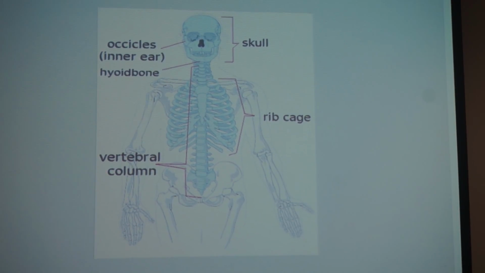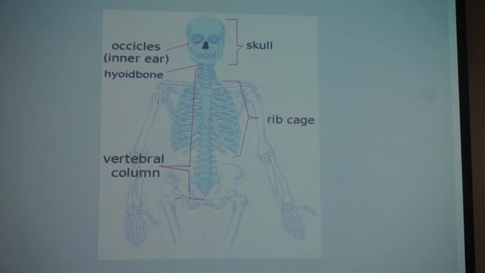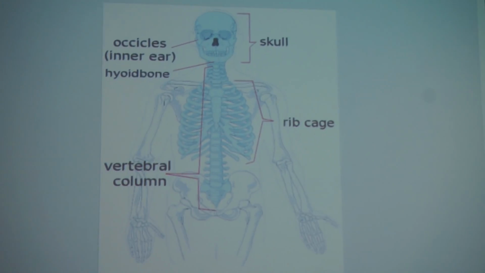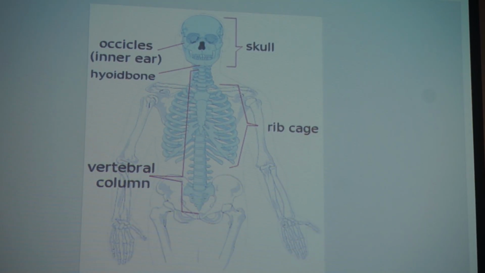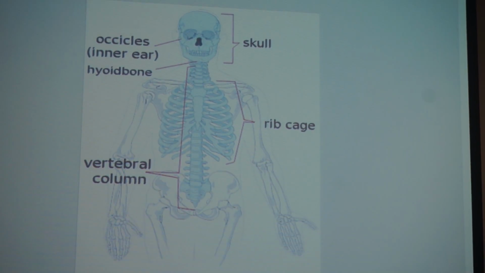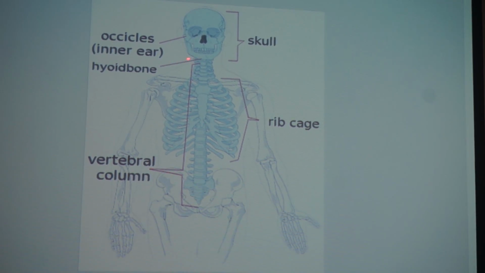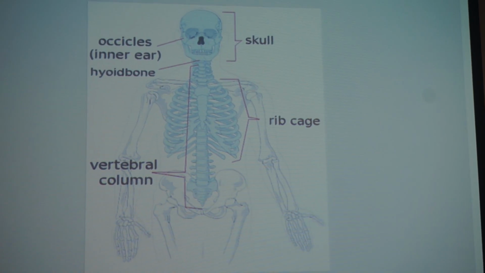You've got 3 in each ear. They're bones, the smallest bones in your body. And remember, they're synovial joints, so they're pretty movable. The hyoid bone is the one I showed you, and that's going to be associated with it. And then we're going to look at the other ones.